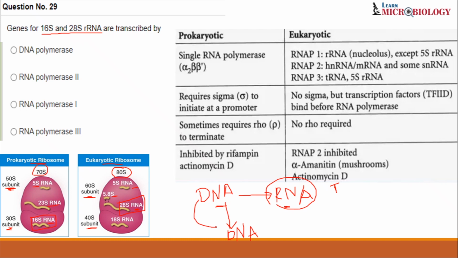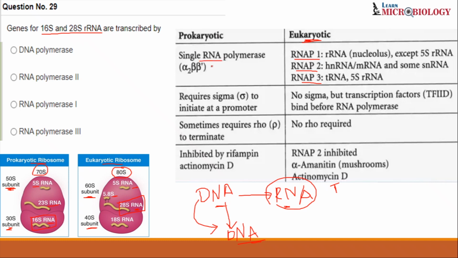So here the polymerase will be called a DNA dependent DNA polymerase. So here the polymerase will be DNA polymerase. So we now understood that our answer will be an RNA polymerase. As we know, we have three types of RNA polymerases, RNA polymerase 1, 2 and 3. Now let us understand what these three RNA polymerases encode or transcribe.